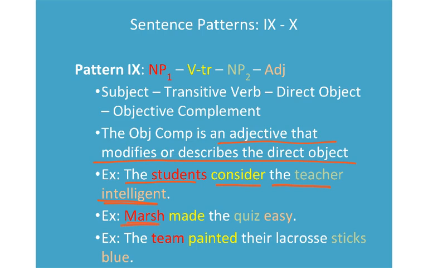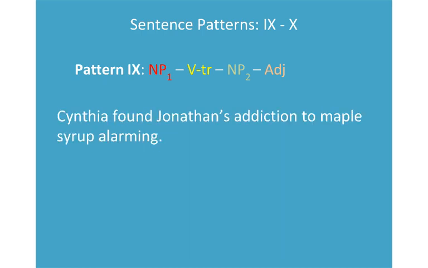Marsh is our noun phrase. Made is our transitive verb. What did he make? The quiz. But how did he make the quiz? Easy. That is our adjective, our objective complement. All right, I'm running out of time here. The team painted their lacrosse sticks blue is our last example.